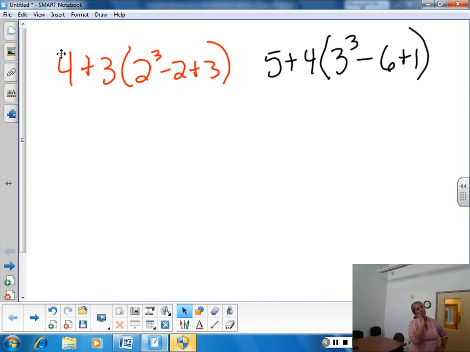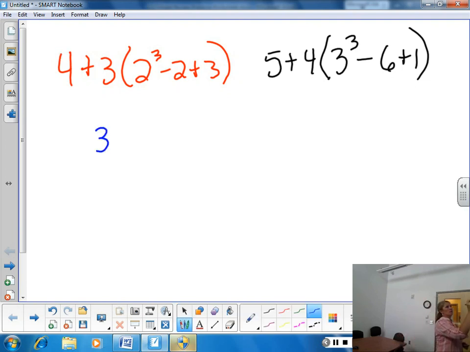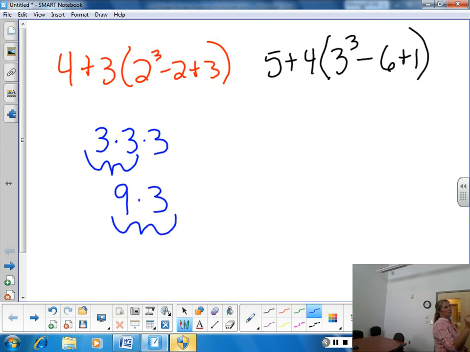And what's inside the parentheses, we have an exponent and we have a subtraction and an addition. We're going to do the exponent first. Remember, 3 to the third power is not 3 times 3. It's 3 times 3 times 3. There's 3 3s. 3 times 3 is 9, and 9 times 3 is 27. So 3 to the third power equals 27.